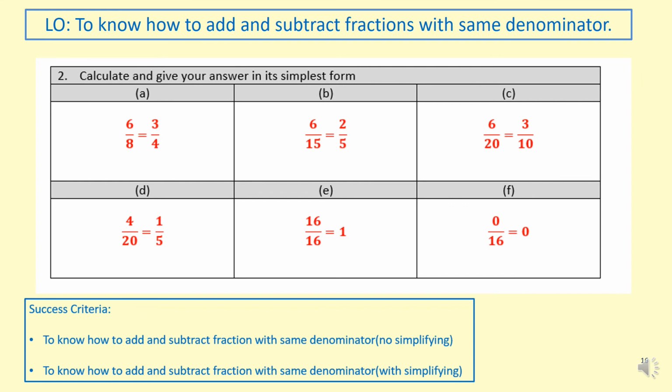Here are all the answers for the last part of the lesson. So this is the end of the lesson. Mark it, make sure you have your answer in the simplest form. Again, on F, remember 0 over anything, doesn't matter what you have as a denominator, always when you have 0 at the top, it's going to be equal to 0.